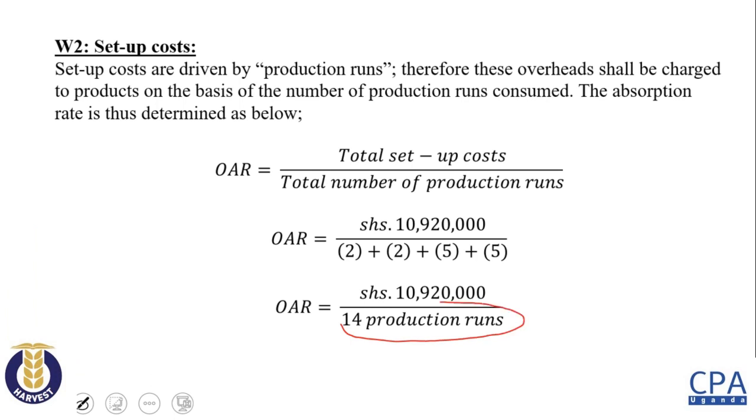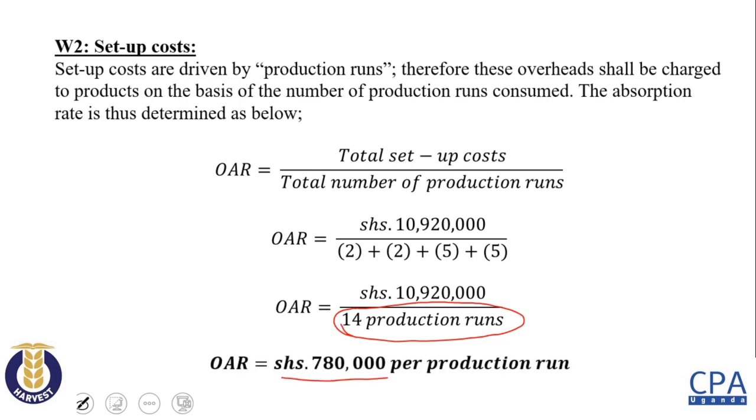So these are our production runs that I'm dividing into the total overhead, the setup costs. And my calculator is returning a figure of 780,000 per production run. So the meaning of this is that each of our products is going to absorb 780 per production run consumed. So going to the next slide.